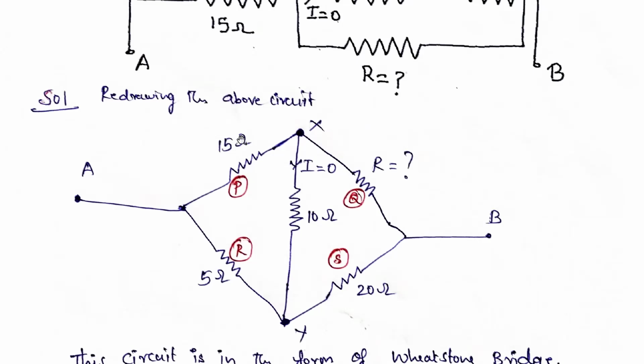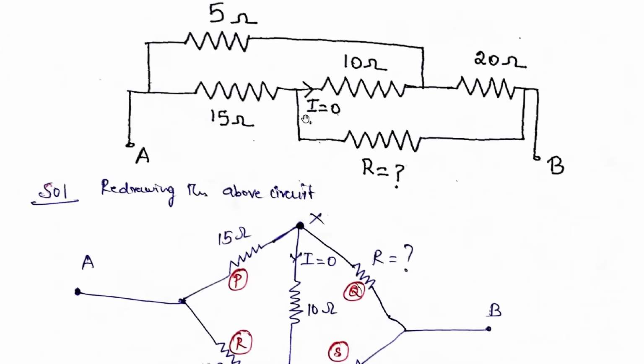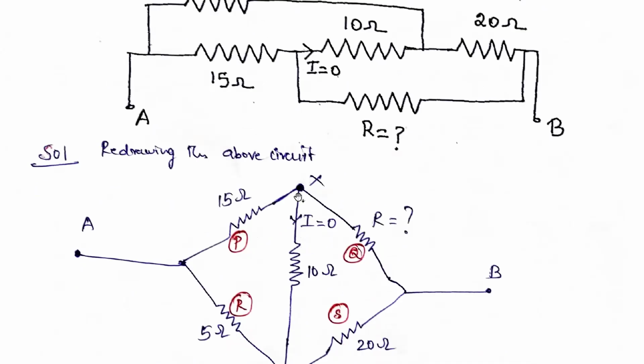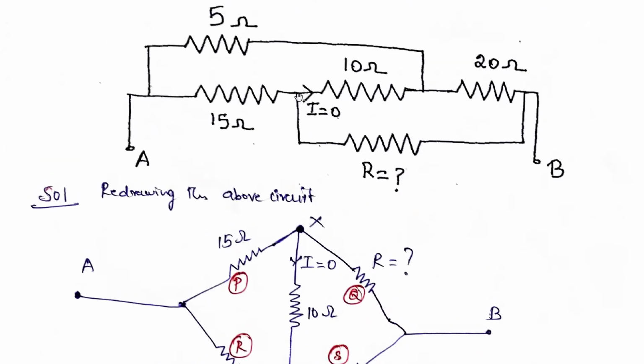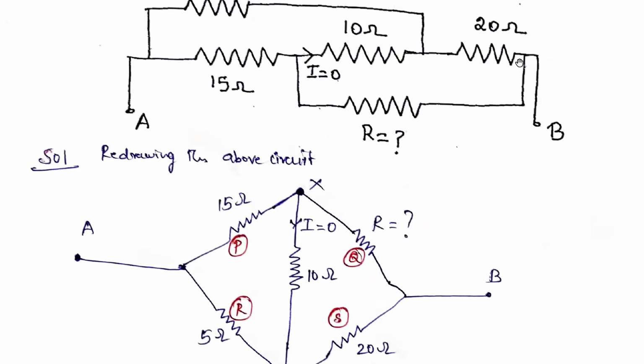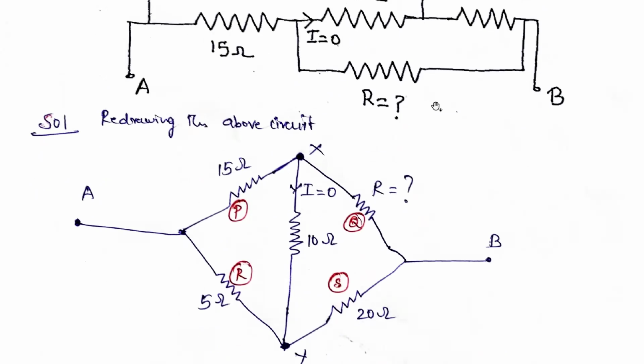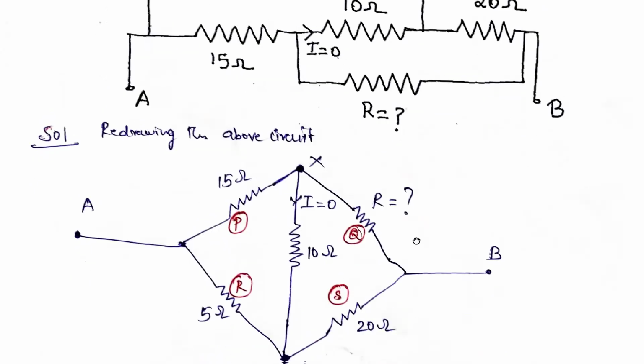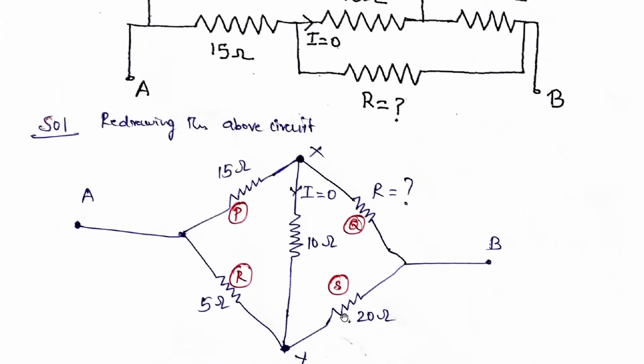Okay, so this is 15 ohms, this is 5 ohms, and in the center it is 10 ohms. So the current flowing through the 10 ohms is 0. Next, from this X point to this point is R ohms, and from the other point of R ohms, it is again 20 ohms to this point Y. So first clearly we need to redraw the circuit. This point is B. Now it is clear.